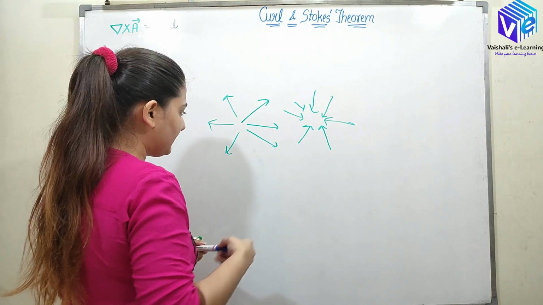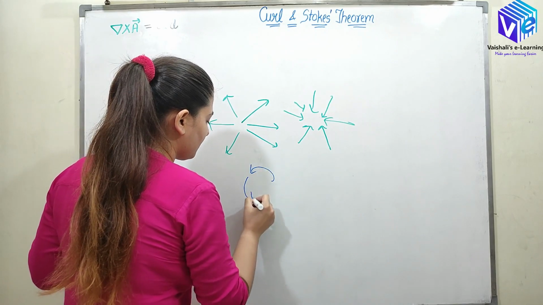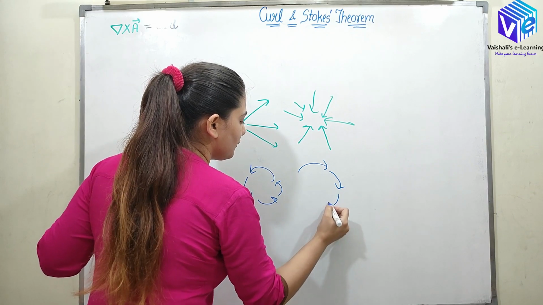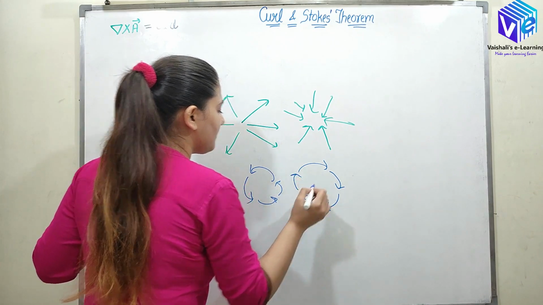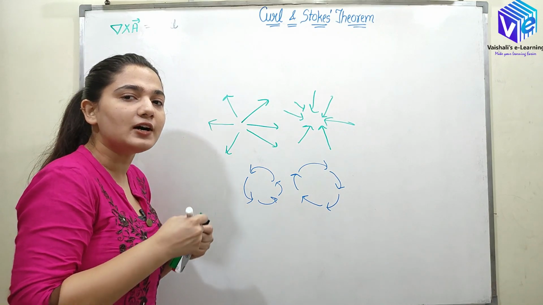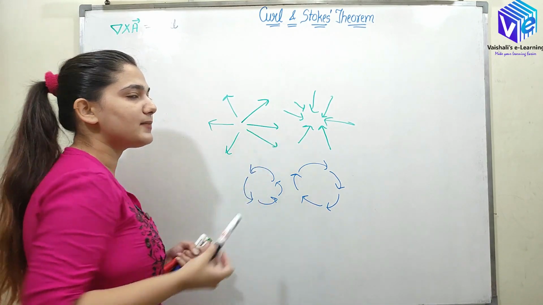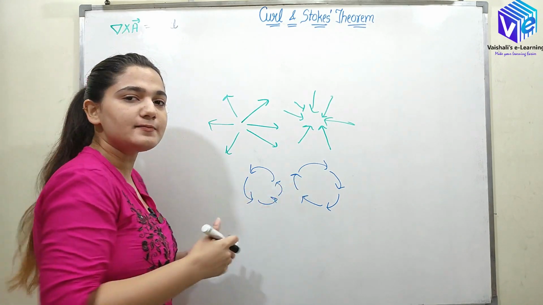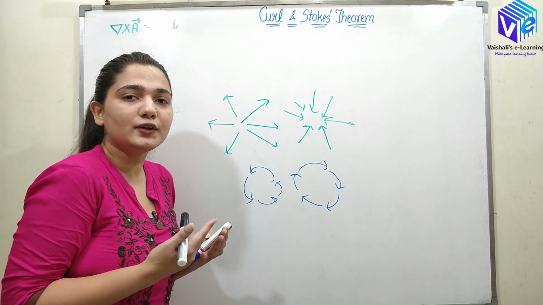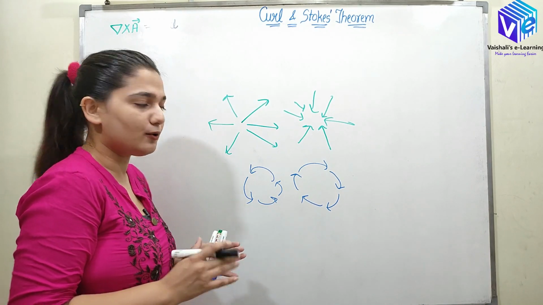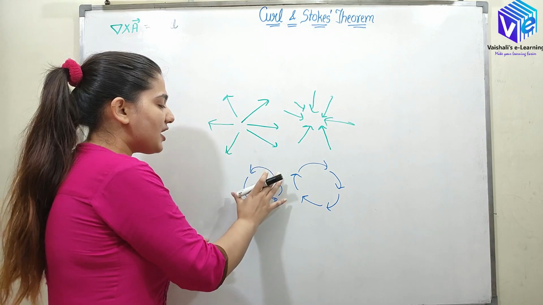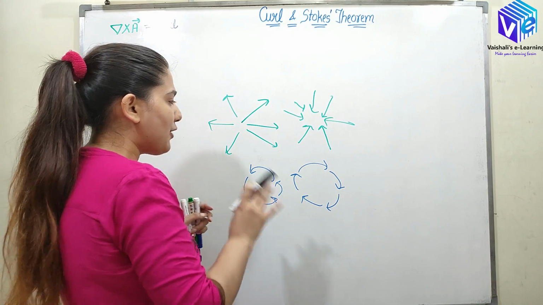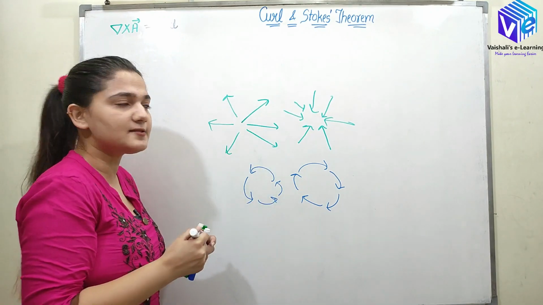Now if I have another type of field, this rotational kind of field, the rotation is measured with the help of curl. So divergence is measuring the source and sink, while the curl is measuring the rotation or the torque offered by the field. It is the maximum measurement of the circulation of the field. I hope you are clear about the difference between the two.